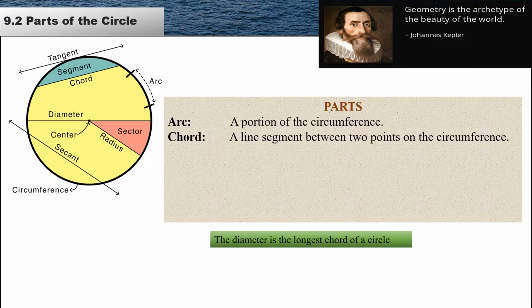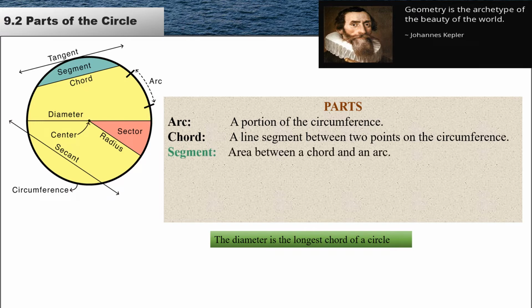So it's important to note here that the diameter is the longest chord of a circle. As you can see, the diameter is from this point on the circumference, and the line goes across to this point on the circumference, right? And this qualifies as a chord based on the definition, and it is important to remember because it would help in solving some problems to know that the diameter is the longest possible chord you could get in any circle.